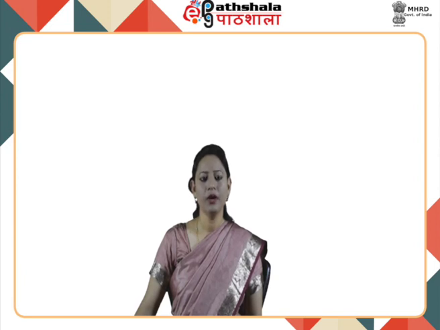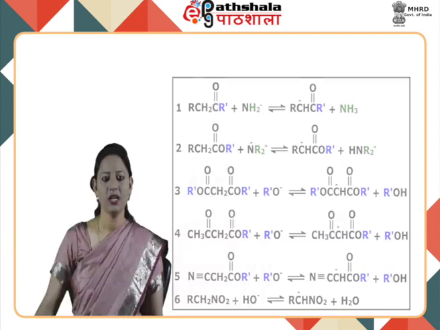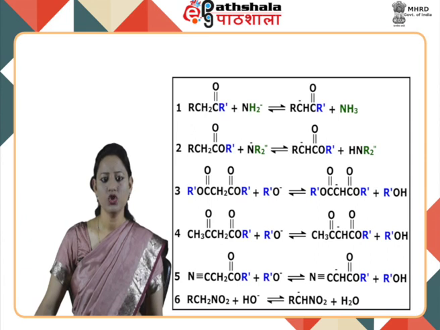For example, carbanion generated from carbonyl compounds. Here are some examples showing generation of carbanion by the abstraction of acidic proton using a base like OH-, NH2-, RO-, that is hydroxide, amide or alkoxide. If an alpha hydrogen containing ketone is treated with amide, the alpha hydrogen, which is acidic, is abstracted by the amide and a carbanion is generated.